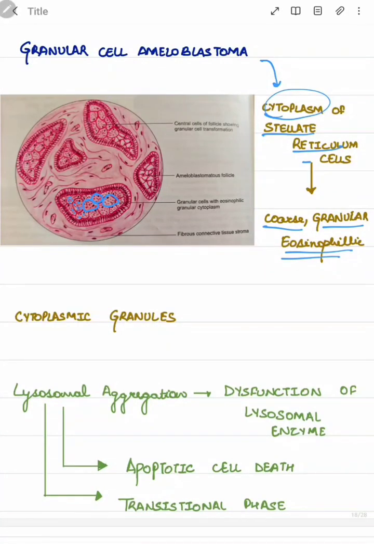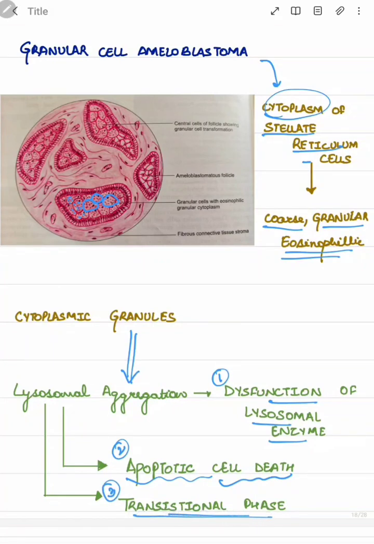Now, what are these granules? These cytoplasmic granules are nothing else but the lysosomal aggregates. Now, why are these lysosomal aggregates present inside the cytoplasm of stellate reticulum? So, there are three reasons. The first one is dysfunction of the lysosomal enzyme. The second one is apoptotic cell death because some of the neoplastic cells will try to eat up or phagocytose the adjacent neoplastic cells. So that will lead to lysosomal aggregation. And the third reason is transitional phase of the ameloblastoma itself.